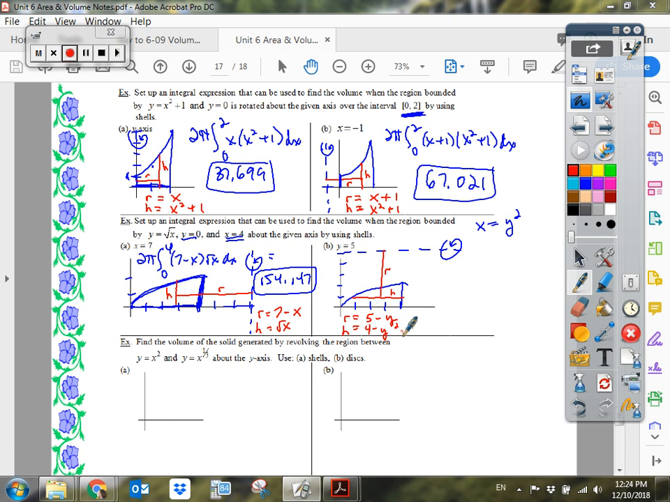Okay? So this time when we write our formula, I'm going to need y bounds, right, from 0 to 2. The lowest y value in the figure is 0, the highest y value in the figure is 2. So let's write our formula. So 2 pi integral 0 to 2 of 5 minus y times 4 minus y squared dy. And when we do that, we get 142.419.